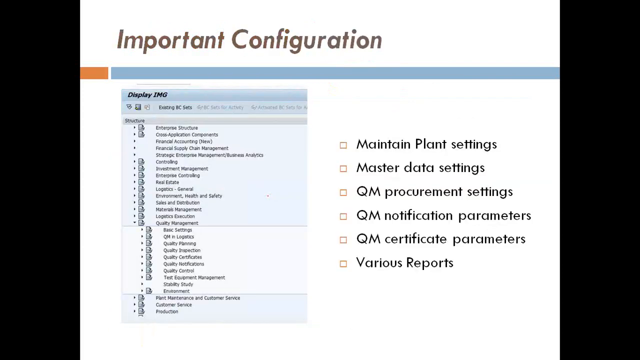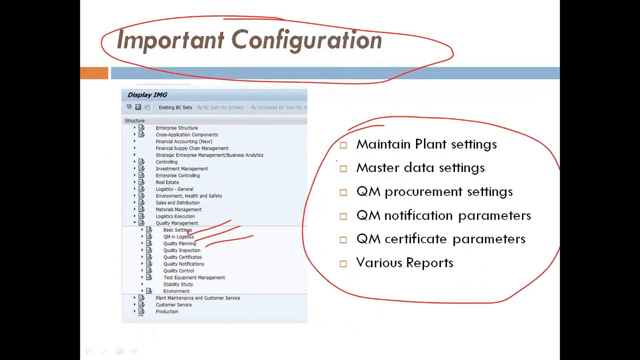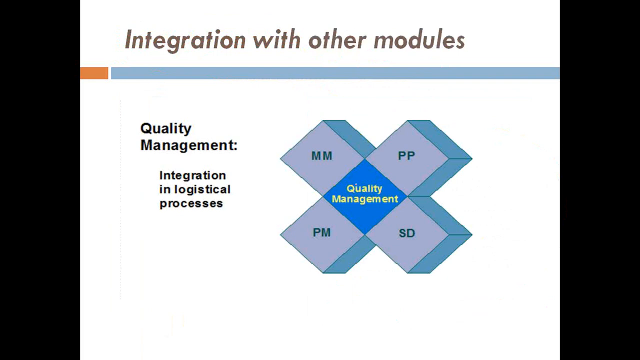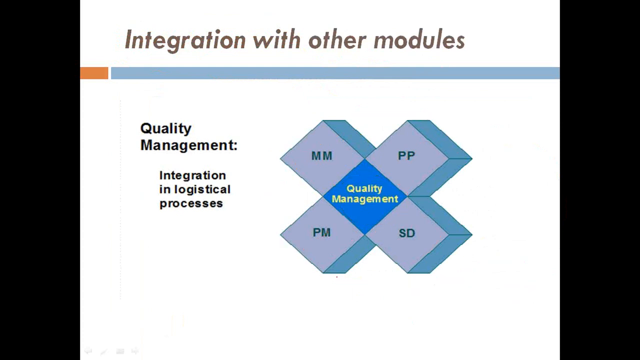Once this is done, we will go for the configuration part. Configuration is like back end settings. Whatever we have understood in the front end part, what configuration settings you have to do in the back end, you will understand. For each scenario, we will understand the configuration part. Once the configuration is done, we will go for integration of the QM module with MM, materials management, PP, production planning, PM, SD, all those things we'll understand. So this is the integration.